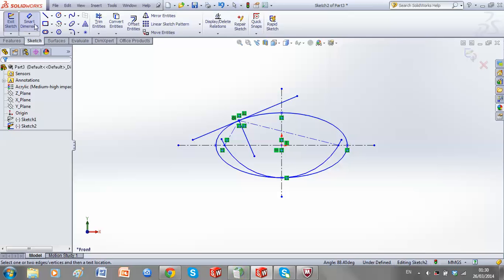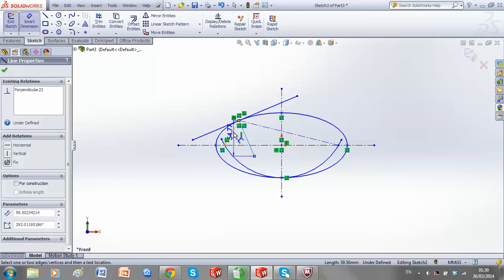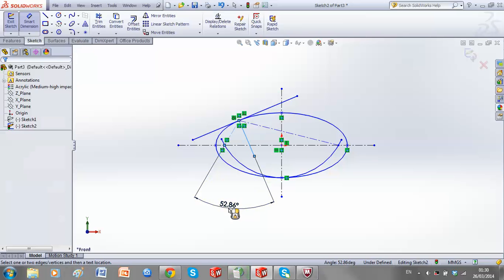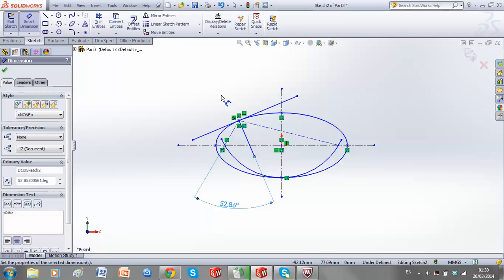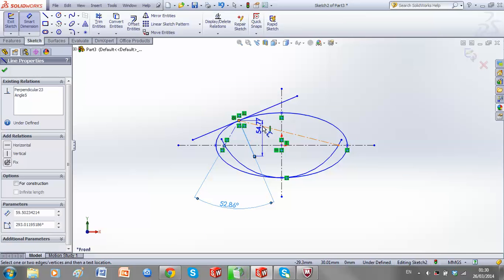How will I check this? Using my dimension tool. My first angle is 52.86. And my second angle is 52.86.